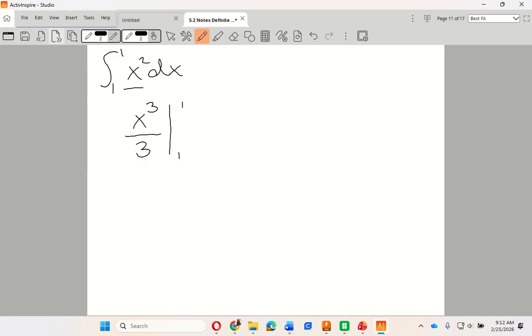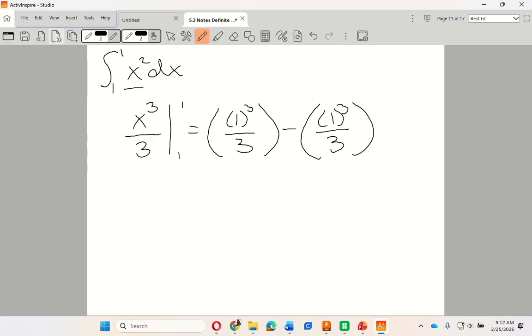Now, we have two separate values here that we're going to use. So when I do this, this turns into top minus bottom. So it's going to be 1 to the third over 3 minus the bottom, which is 1 to the third over 3. Which I end up with just 1/3 minus 1/3, which is 0.